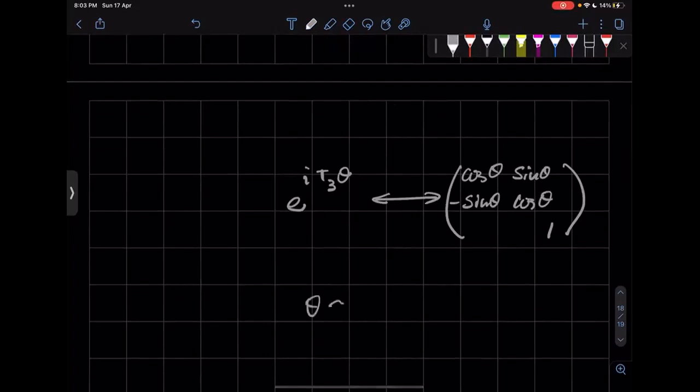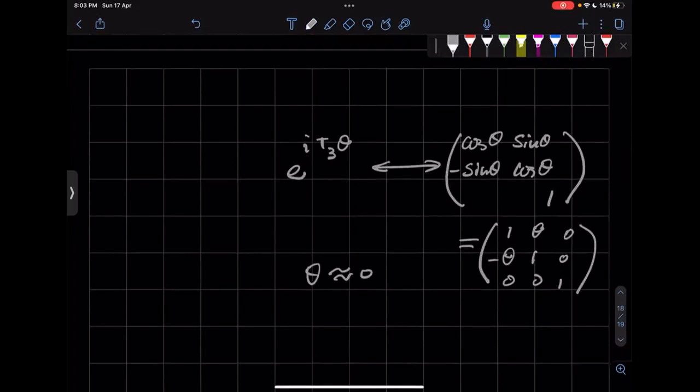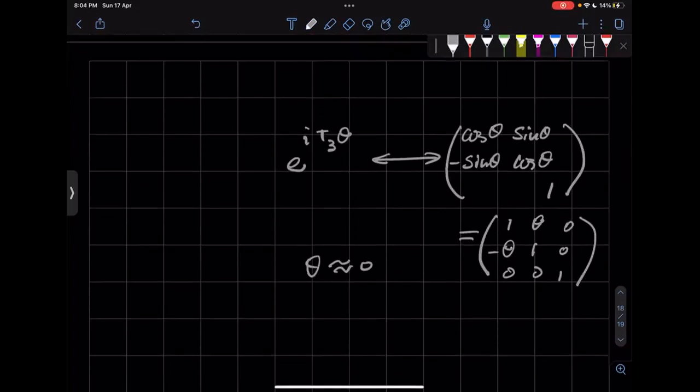So for theta very small, close to 0, what is this right-hand side? This right-hand side is 1, because for small values of theta, cosine is just 1. And the sine is just theta. So the diagonal entries are 1, and all of these other things are 0. So these are close to the identity, right?